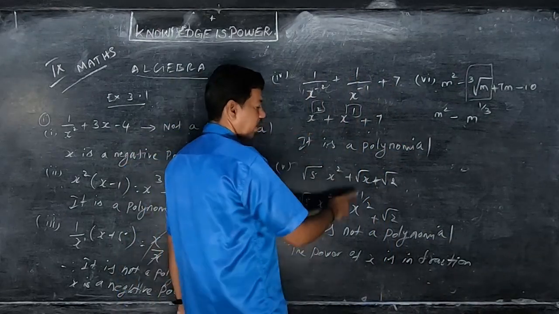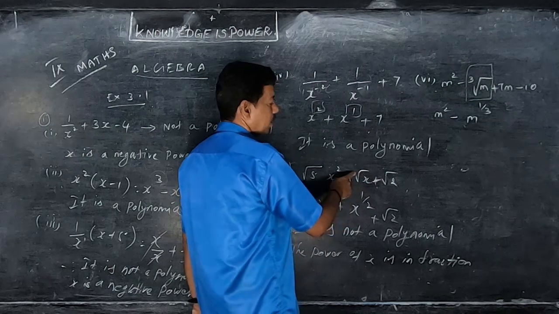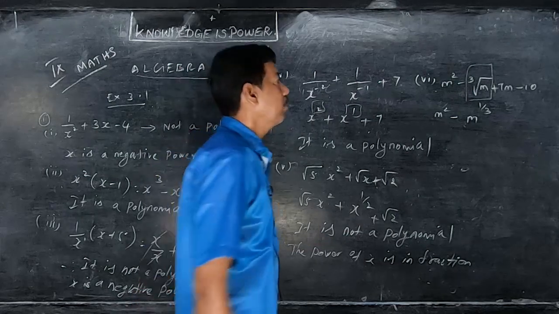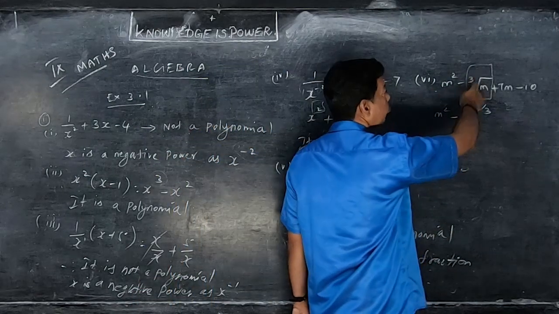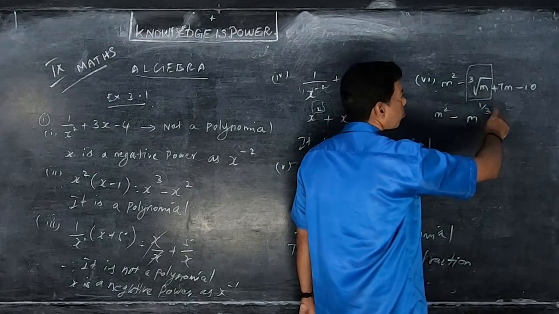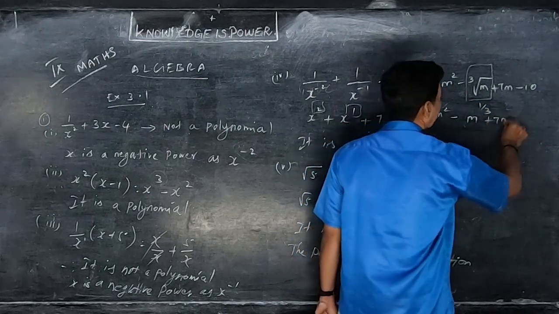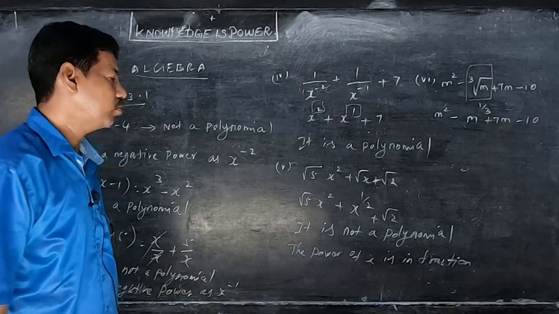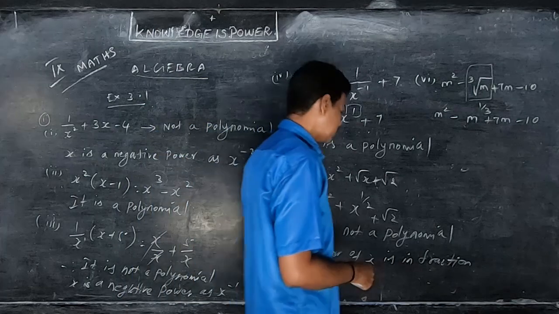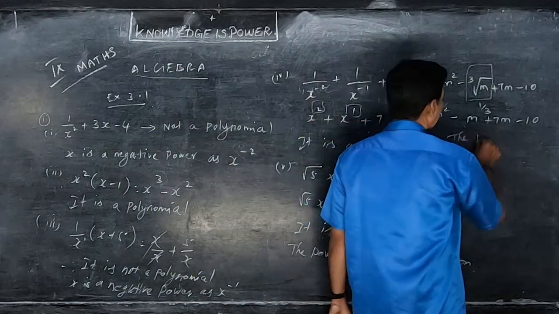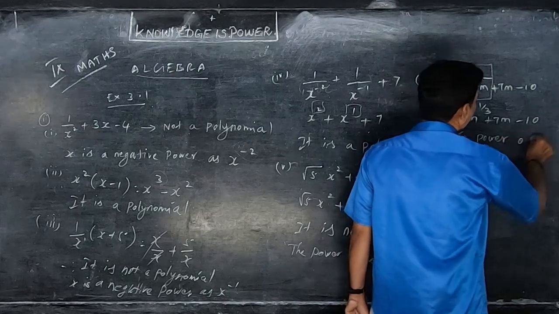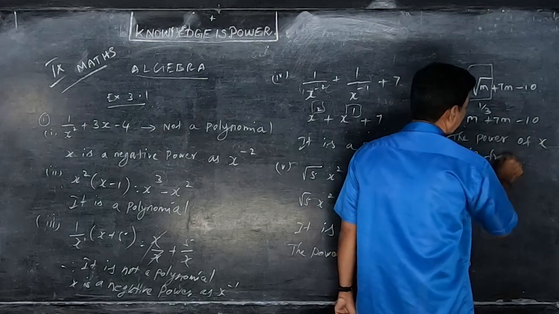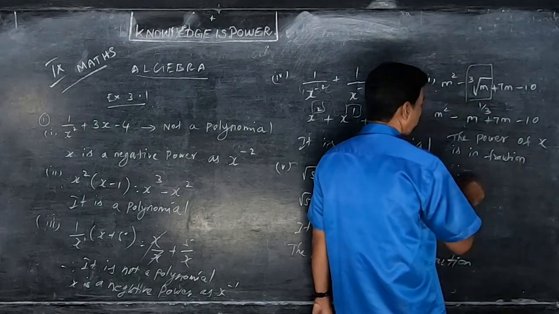Here there is no number. I told that the value of root is half, but here 3 is given, cube root is given. That cube root is converted into 1 by 3, plus 7m minus 10. This is also the same; you have to write the reason. The power of x is in fraction. Therefore it is not a polynomial.